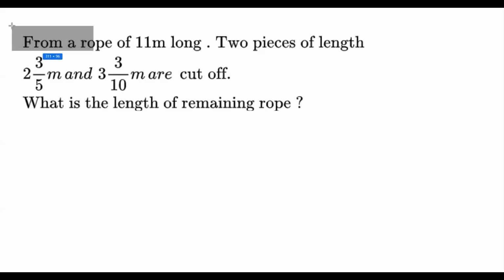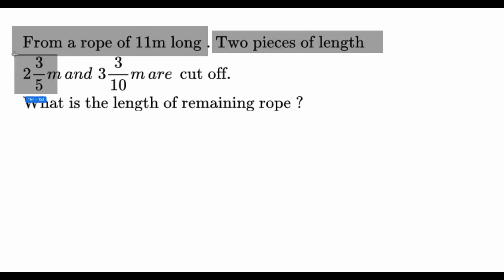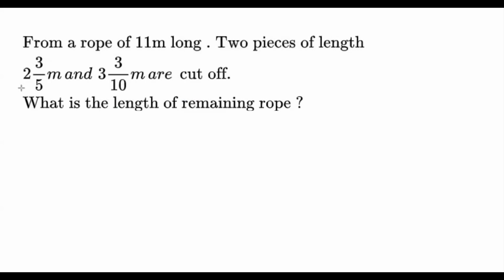So in this word problem, it says a rope which is 11 meters long, two pieces of length 2 3 by 5 meter and 3 3 by 10 meter are cut. And what we have to find out is the length of the remaining rope. So let's say I take this as the rope, the total length, and I'm going to cut it into 3 parts.